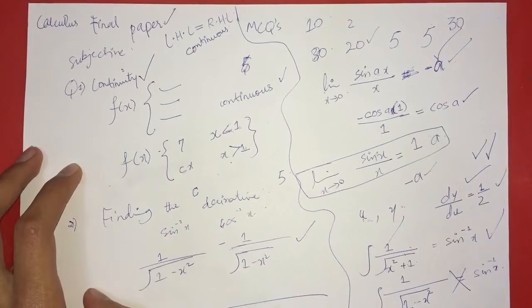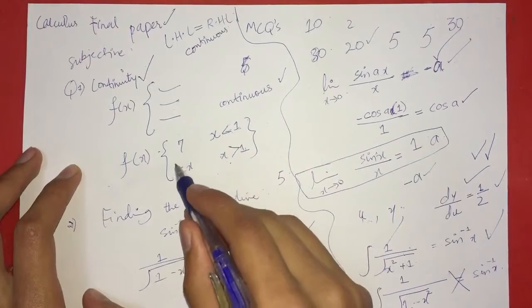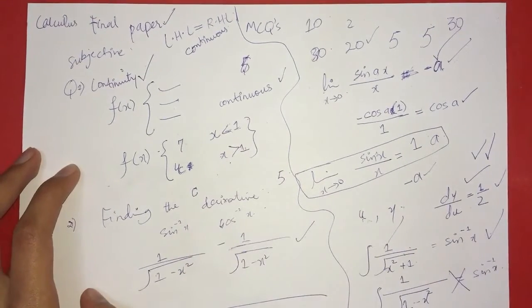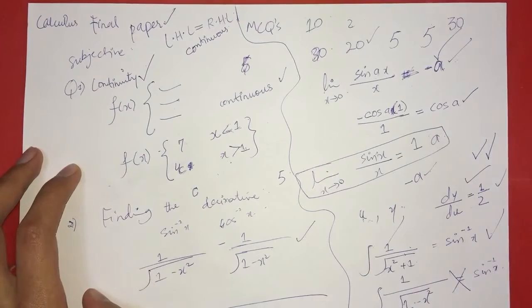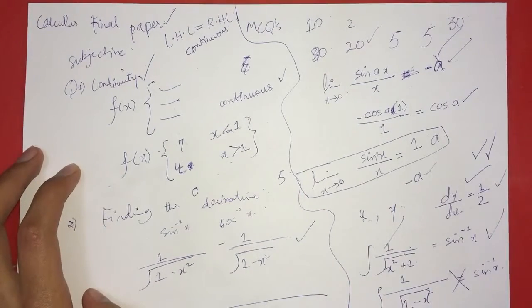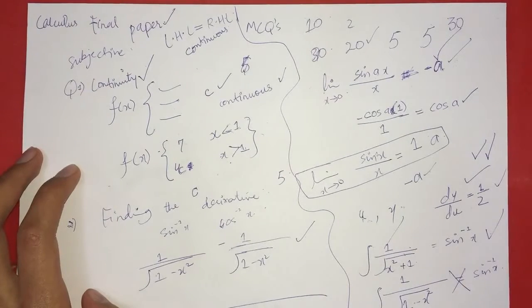So I think it was 4c equals 7, so c equals 7 by 4, or something like that. I don't exactly remember the question, because I have lost my calculus question paper, I think, at the university. I left it at the university. But if you have the paper, you can check it out. It's pretty easy. You just compare the two equations, take them equal, and find the value of the constant C. So that is it about the first question.